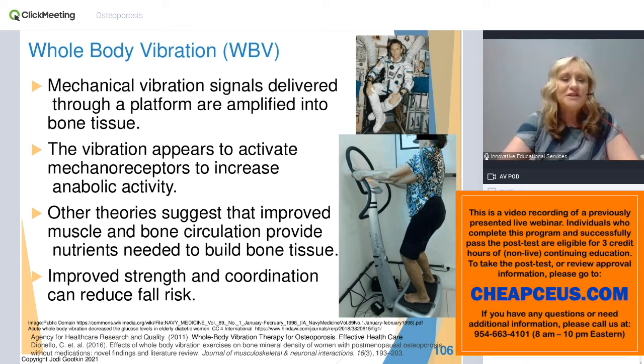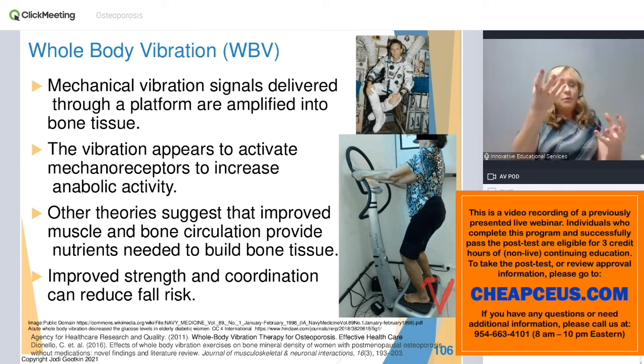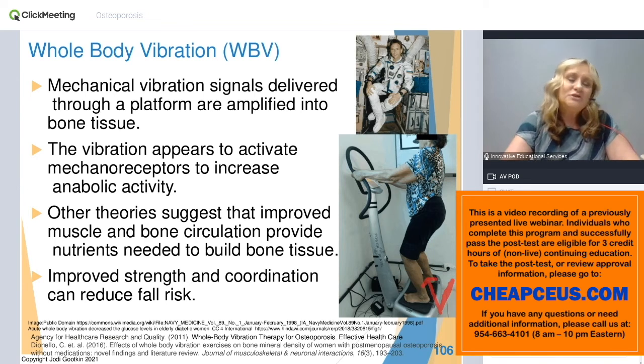Whole body vibration therapy. This was originally developed for astronauts in order to try and maintain their bone integrity. And I have to say, I've really enjoyed watching on the International Space Station the different exercise equipment that they're utilizing to be able to do resistance training and weight-bearing exercises while they're in an anti-gravity situation. Specifically, whole body vibration is a platform that the individual stands on, and it's going to transmit those vibrations up through the bone.